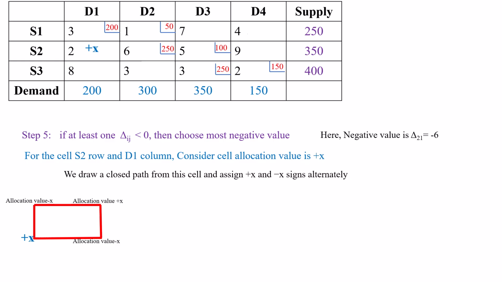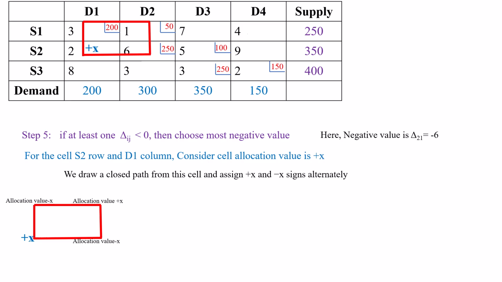Then I have to change the allocations. The initial one is plus 6, the next one is allocation value minus 6, the next one is plus 6, and the next one is minus 6. For drawing a closed path loop, you always have to start with the plus 6 cell and make a closed path within the allocated cells. So here this is the closed path.